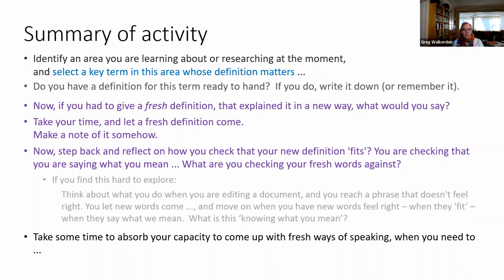And then just notice, do you have a definition of this term ready to hand? Does it come straight away when you think of the term? And if you do, you can either write it down or remember it. So just really take in what the definition is of this term that comes for you first.